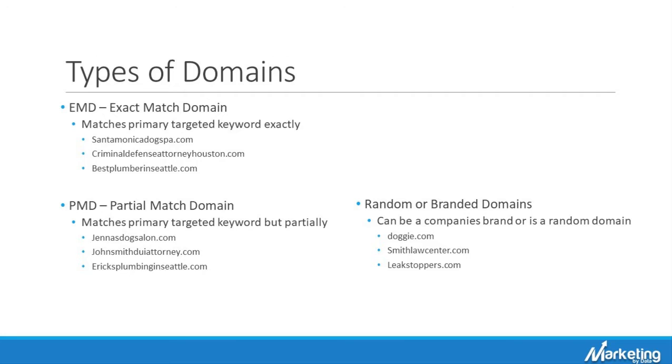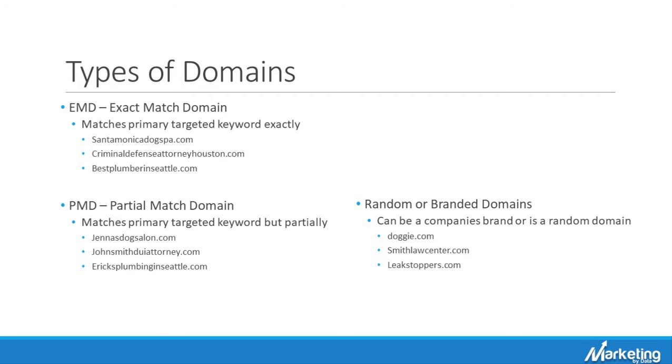In looking at the types of domains, there are three different ones. You have exact match domains. These are domains that match the exact keyword that you're trying to target. So an example would be Santa Monica Dog Spa, or CriminalDefenseAttorneyHouston.com, BestPlumberInSeattle.com.